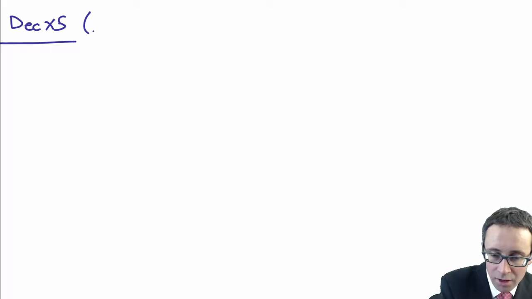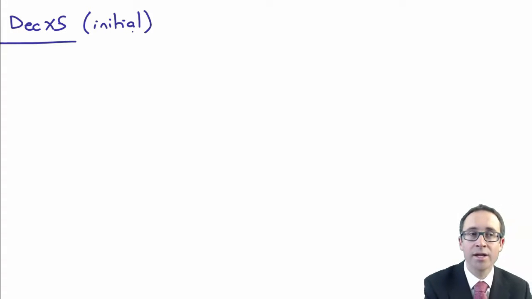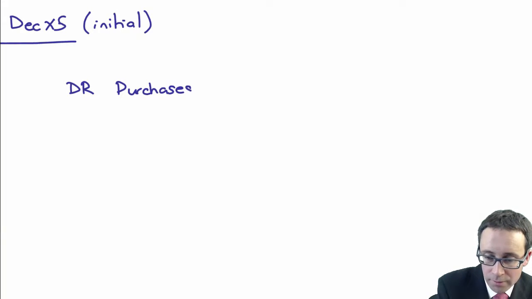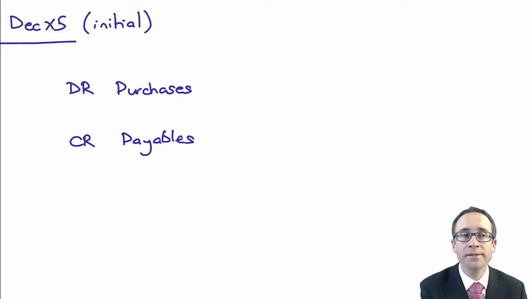So the transaction took place, was it on the 1st of December X5, wasn't it? So we're looking there at our initial recognition, aren't we? We bought some goods on credit. So let's get the journal entries first before we think about the numbers. So we debited purchases and credited payables, didn't we?